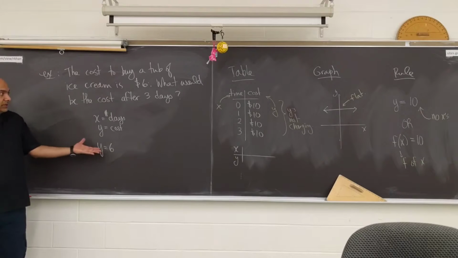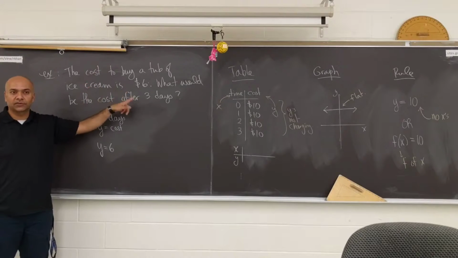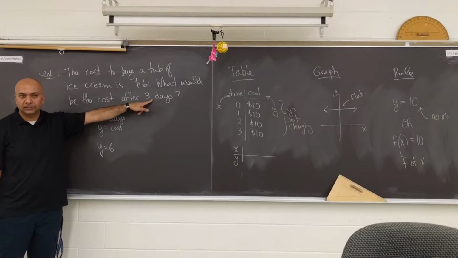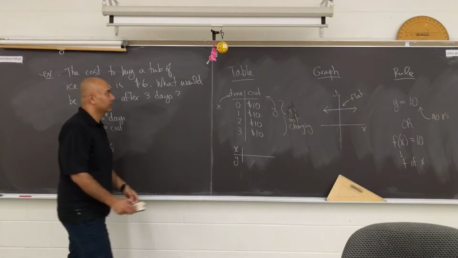So that's it. There's an example of a constant function. It does not change. You don't do 6 times 3 and it's $18 all of a sudden because you buy it 3 days later. That's not it at all. It's always going to be the same. Let's do linear.